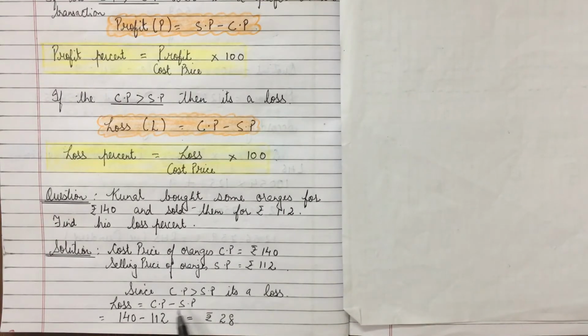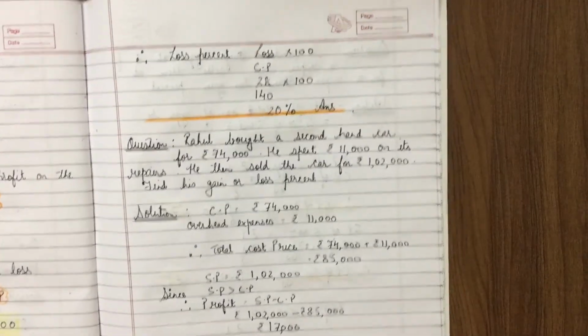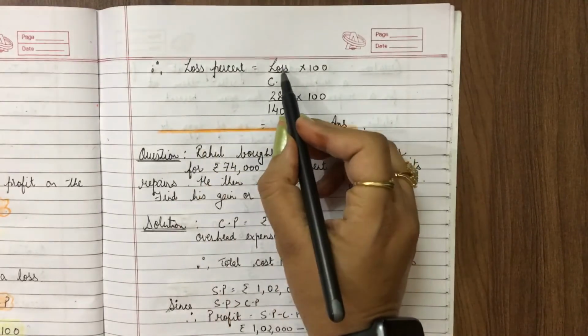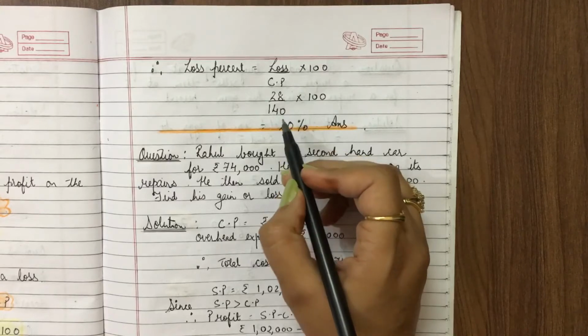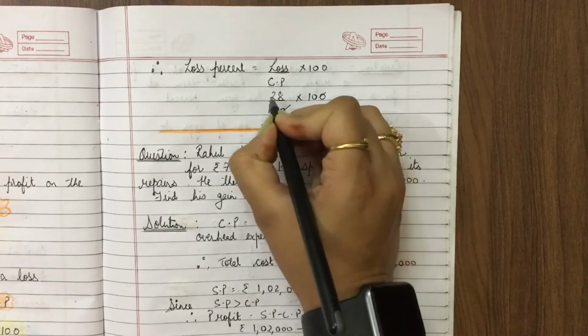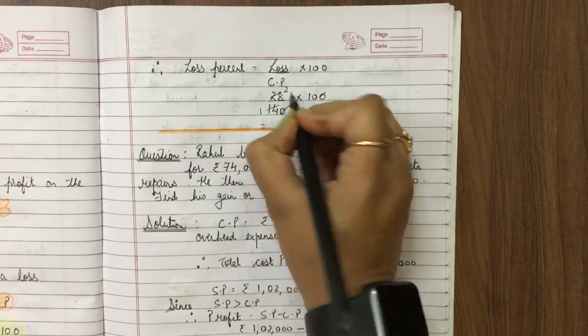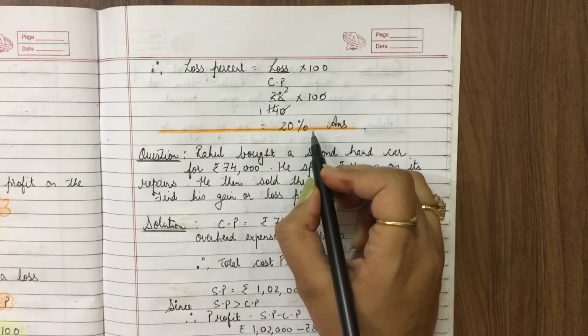So loss is calculated as cost price minus selling price. Rupees 140 minus rupees 112, which is equal to rupees 28. This was the loss. Now to calculate loss percent, the formula is loss percent is equal to loss upon CP into 100. So the loss was rupees 28, the cost price was rupees 140, into 100. And if I reduce, the 0 goes, 14 ones are 14, 14 twos are 28, 2 into 10, 20%. So the loss percent is 20%.